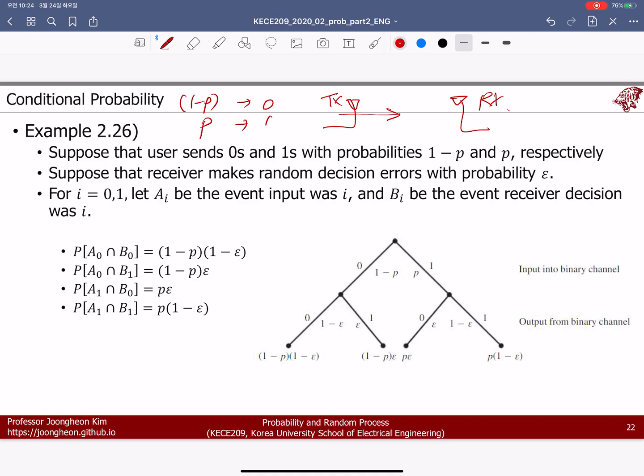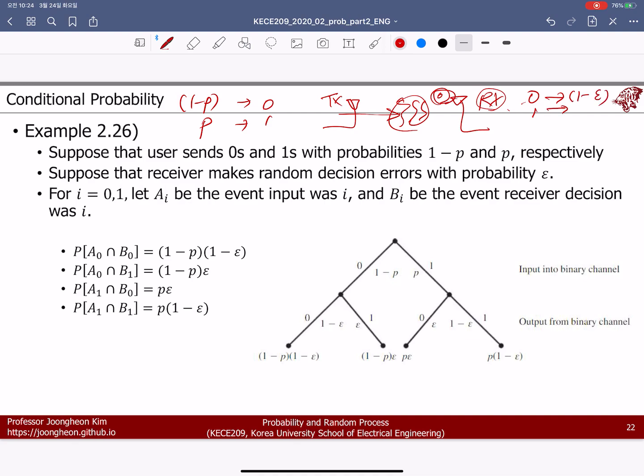When 0 is sent, it can be exactly decoded as 0, or, because of noise in this wireless channel, 0 can be misunderstood as 1. In this case, the probability of correct decoding is 1 minus epsilon.